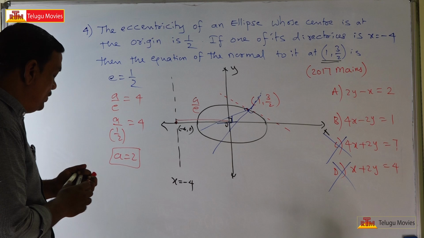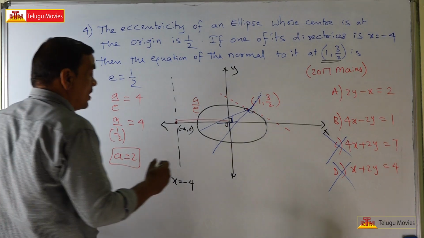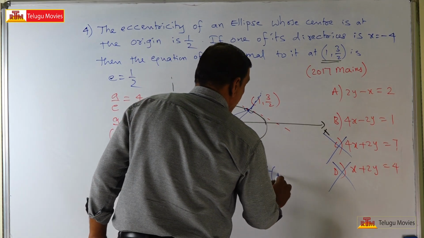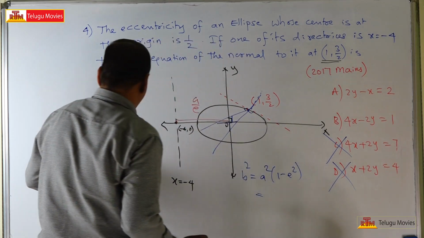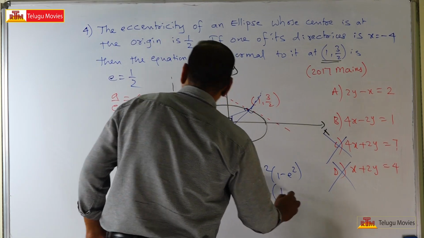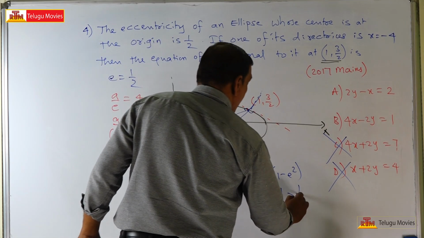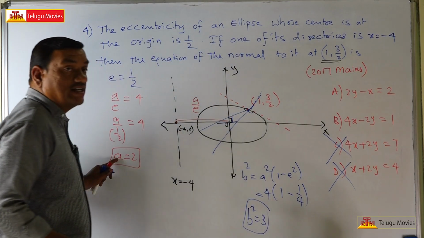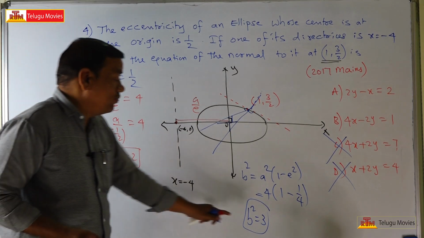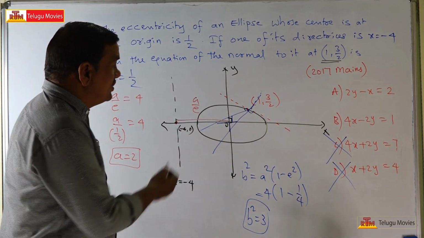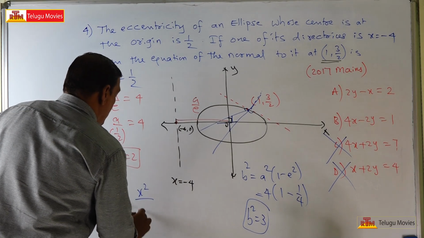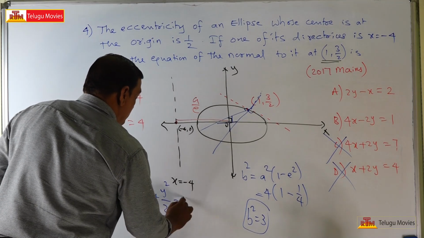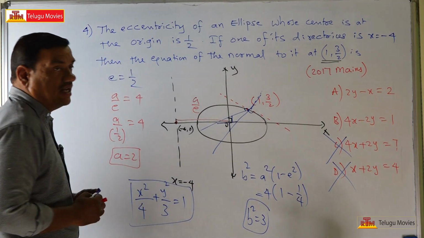Now coming to the b value. We have the formula: b square is equal to a square times 1 minus e square. a square value is 4, and 1 minus e square is 3 by 4. Total b square is equal to 3. So you know the a square and b square values. What is the equation of the ellipse? x square by 4 plus y square by 3 is equal to 1, the equation of the ellipse.